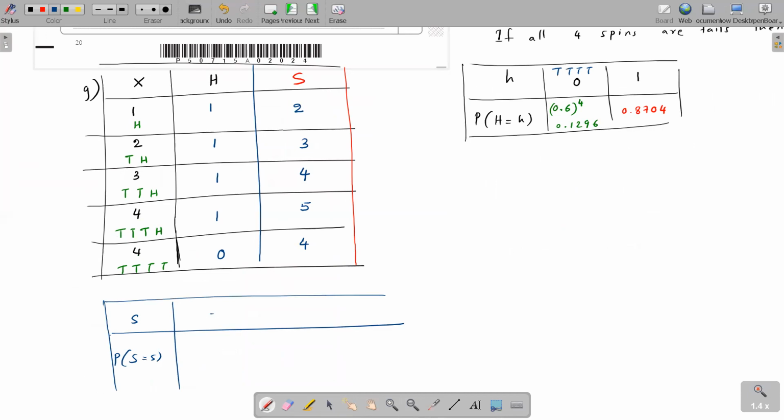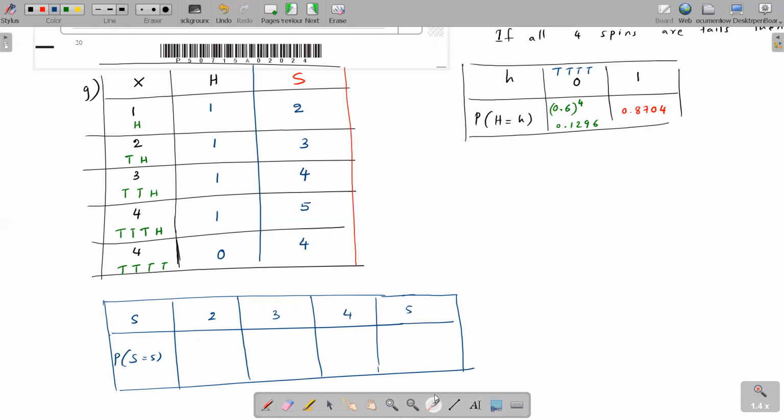S values are 2, 3, 2, 3, 4, 4, 5. Are you writing another 4? No, because if 4 is already there, you don't have to repeat it. Right? So if the values are repeated, the probabilities of those parts must be added.